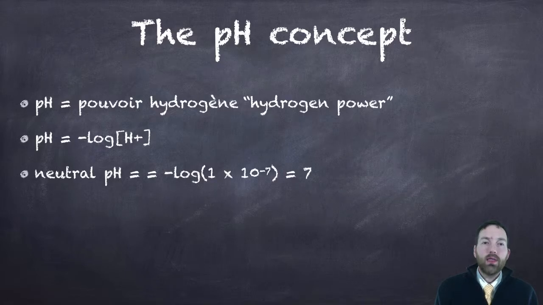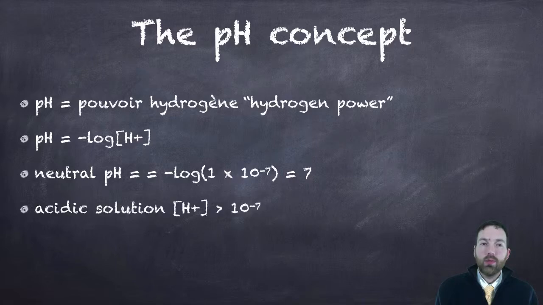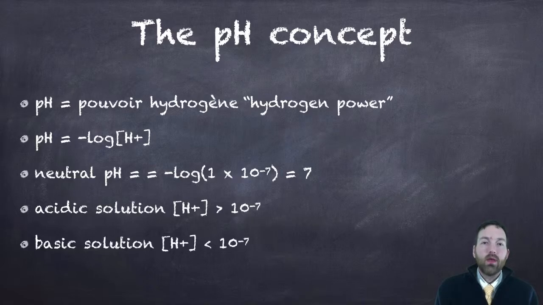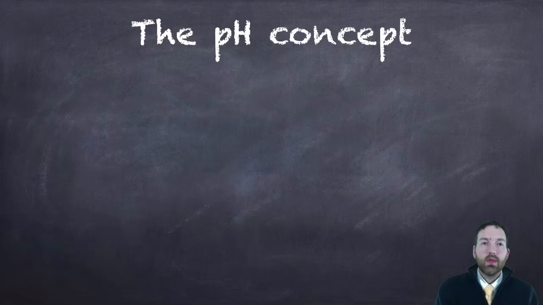A neutral pH is the inverse log of 1 times 10 to the negative 7, which is why we come out with a 7 as the neutral pH. An acidic solution has a hydrogen ion concentration greater than that, so this is why the numbers come out smaller, due to the inverse log math. Basic solutions have hydrogen ion concentrations that are less than neutral solutions, so they have large pH numbers.